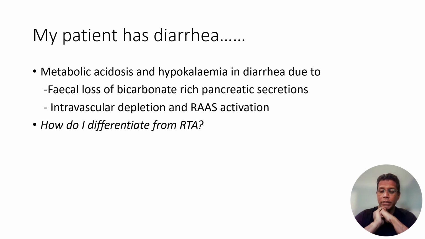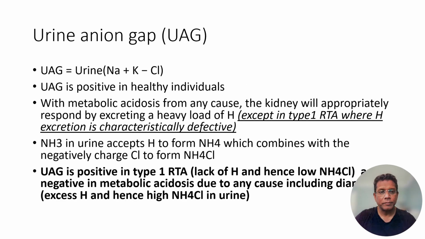So how do I differentiate this from RTA? When I say RTA, it's more proximal RTA, because between proximal RTA and distal RTA, distal RTA is the one that's much more common in real life. So the concept of urine anion gap. Urine anion gap is sodium plus potassium minus chloride. Unlike blood, where for the plasma anion gap we do sodium minus chloride and bicarbonate. But remember, in urine, you do not have any bicarbonate. You reabsorb every bit of it. So normally it's positive in healthy individuals.